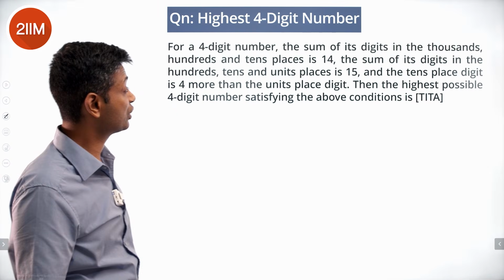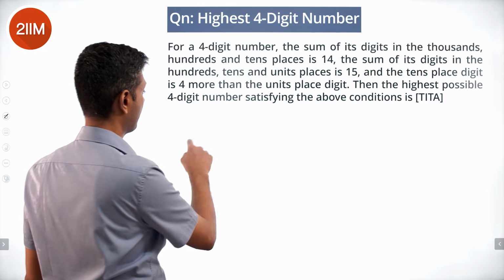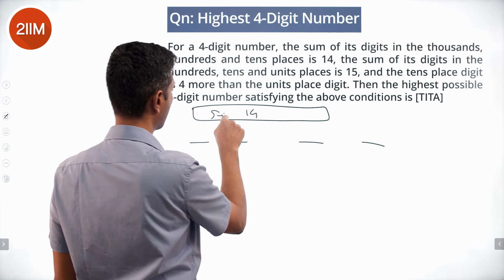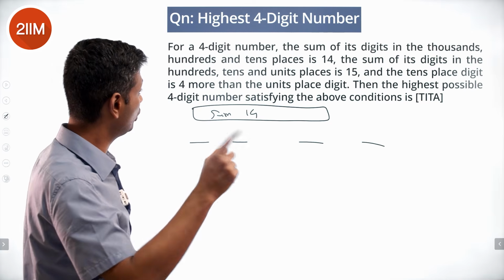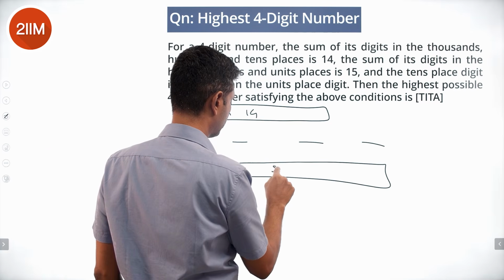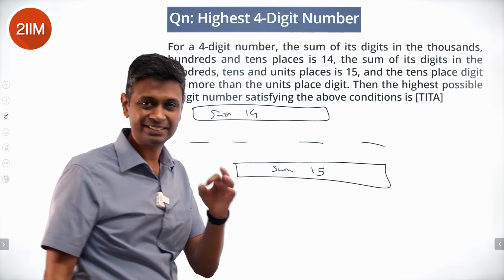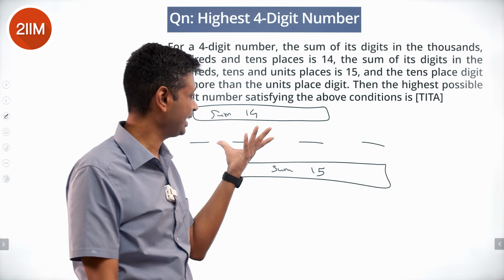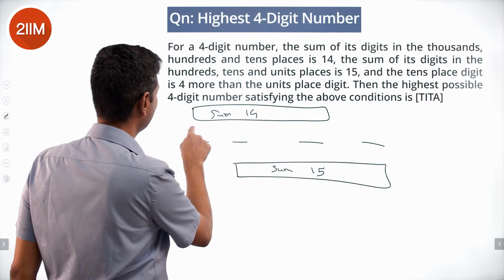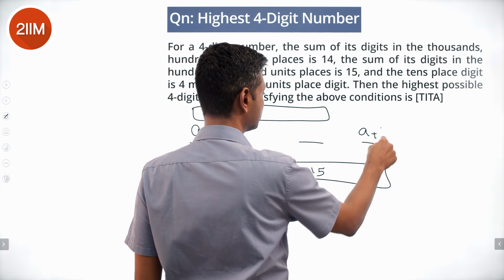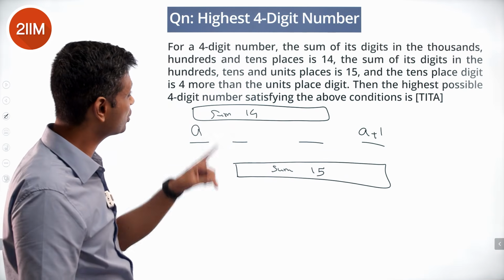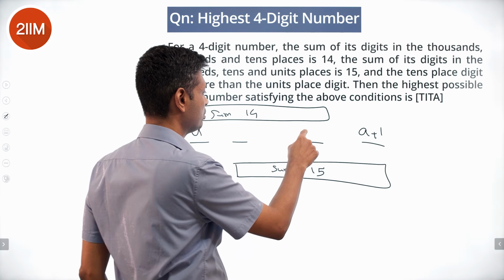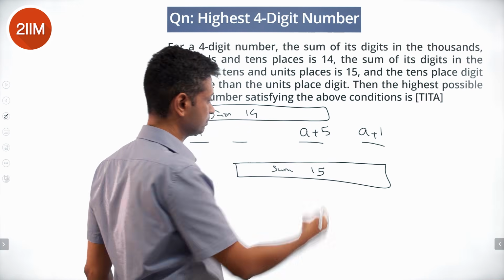For a 4-digit number, the sum of its digits in the thousands, hundreds and tens place is 14. These three add up to 14. The sum of its digits in the hundreds, tens and units place is 15. These three add up to 15. Nice and simple. That means this digit is one more than this digit. These two are common, so this is A plus 1. And the tens place is 4 more than the units place digit. It should be A plus 5.